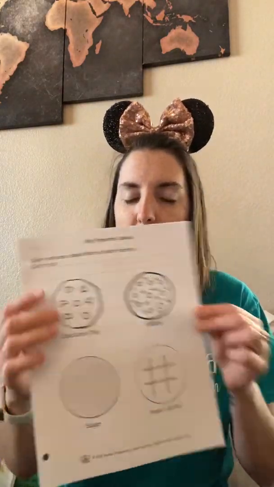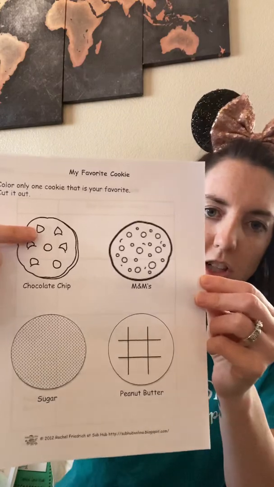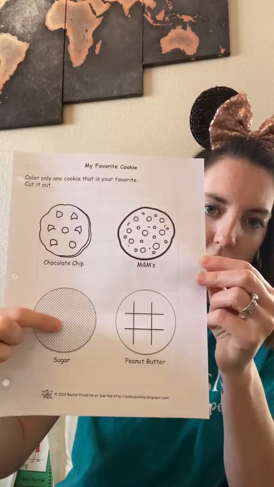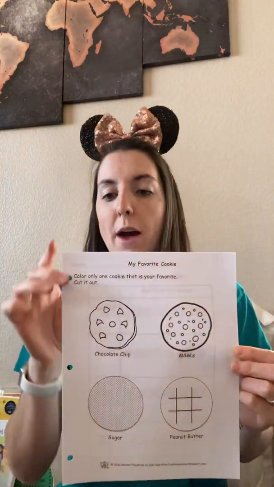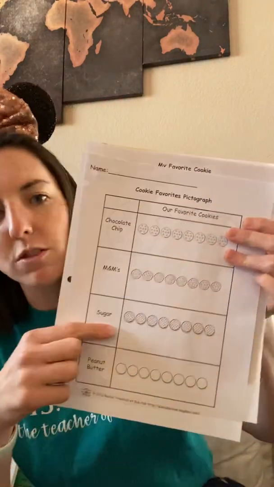And then the last fun thing that you can do is a survey. So some of the cookies on our survey are chocolate chip, M&M, sugar, and peanut butter. So what I want you to do is call mom, dad, grandma, grandpa, aunts, uncles, yell to your neighbors from the street and ask them what their favorite cookie is. And then I want you to fill out the chart that goes with it.